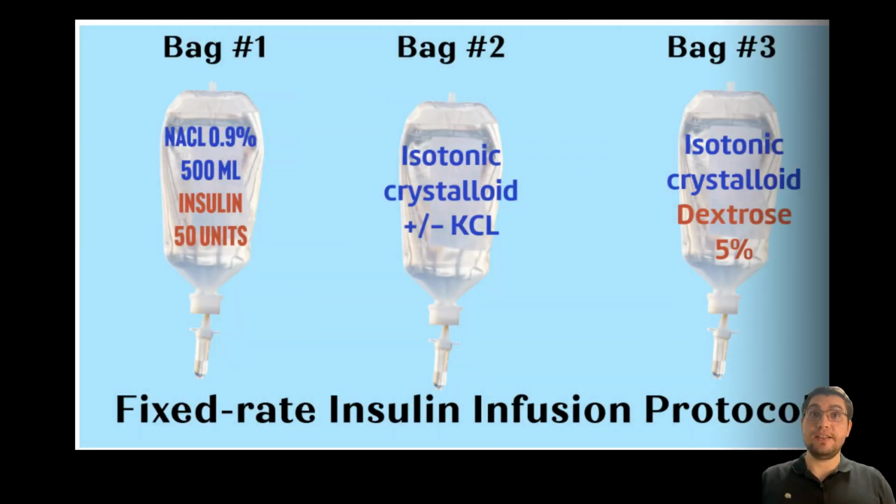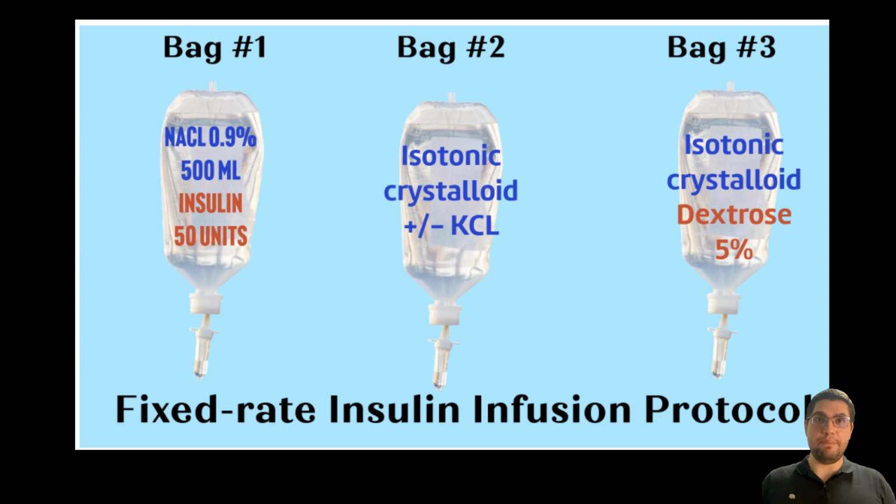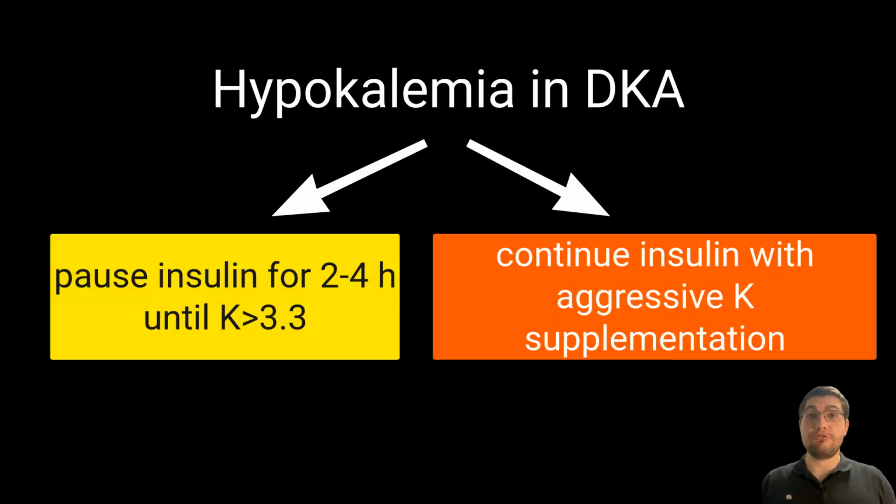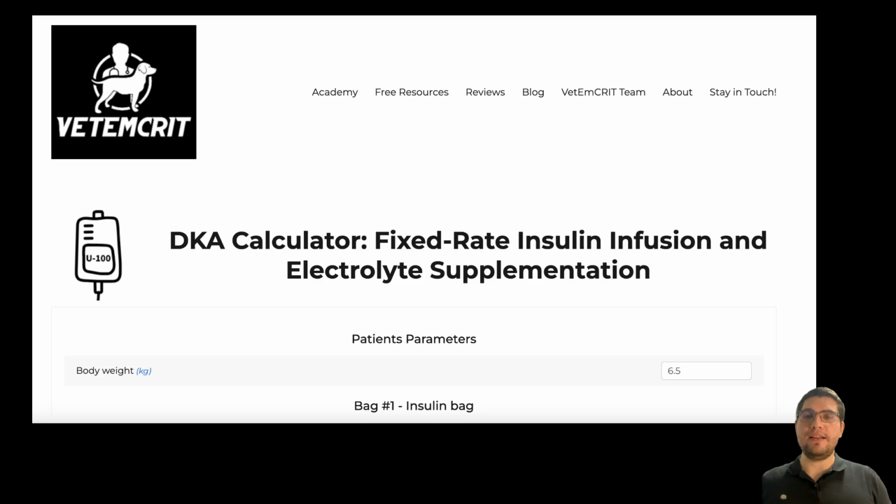The fixed rate insulin infusion protocol can simplify DKA management, making treatment more structured and predictable. Managing potassium levels is critical in DKA patients. Pausing insulin for a short period or increasing potassium supplementation, or both, are valid strategies depending on the situation. Finally, using a free tool like the veterinary DKA calculator helps ensure accurate dosing, proper osmolarity, and a streamlined treatment plan that can be easily implemented by the ICU team.